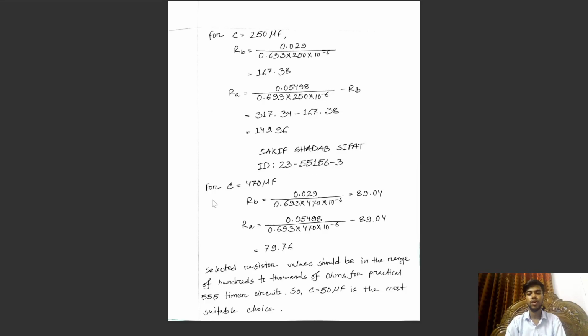Then for another value C, which is 470 microfarad, we need to calculate the RB and RA again. After calculating it, the values are 89.04 for RB and 79.76 for RA. So here we have the discussion part, which says selected resistor values should be in the range of hundreds to thousands of ohms for practical 555 timer circuits. So C equal to 50 microfarad is the most suitable choice here.